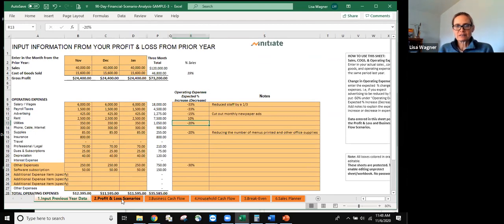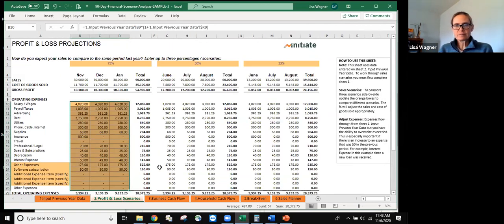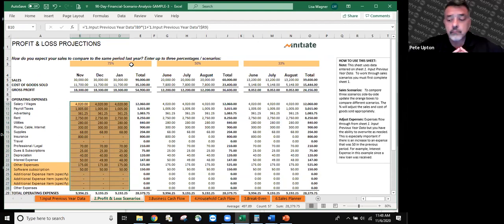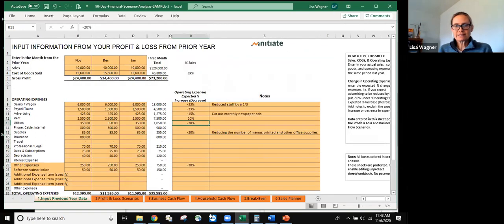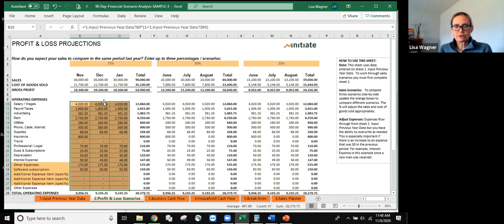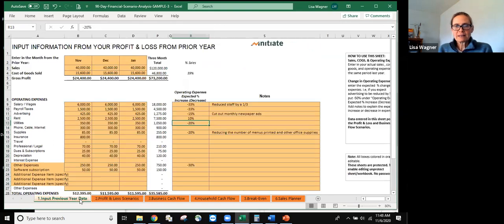So the next tab is the profit and loss scenario. So here, it's going to pull your changes that you put in from the previous tab. So let's say, for example, you put these changes in here, these changes are going to be pulled through here for expenses, okay? So if we look here, we have expenses of $4,000 each month. If we go back here, they were 6,000. So they've automatically decreased based on what we put in here, okay?